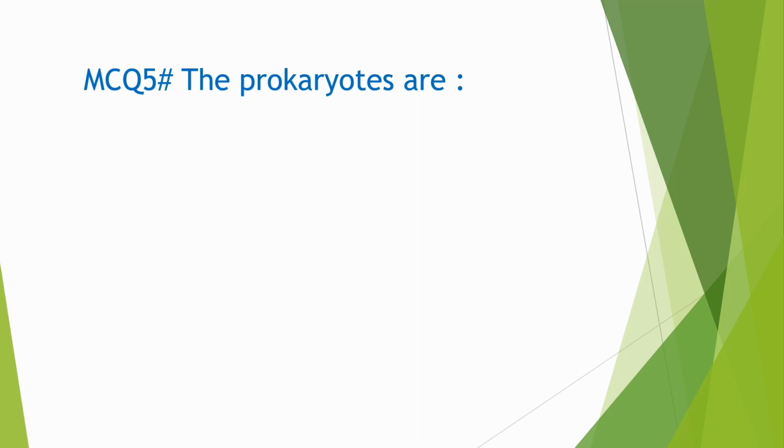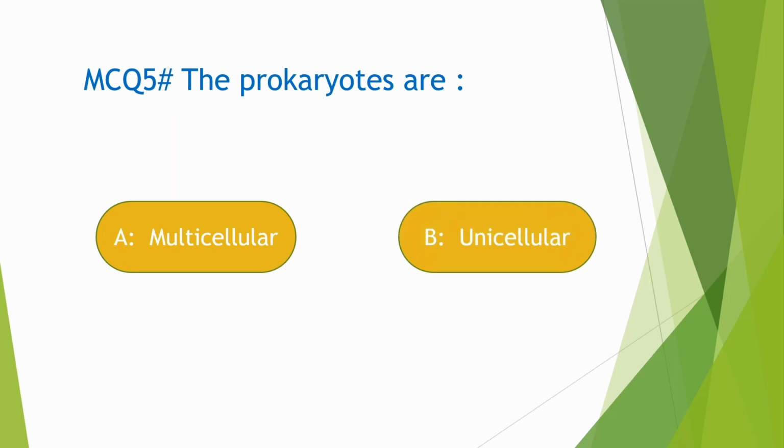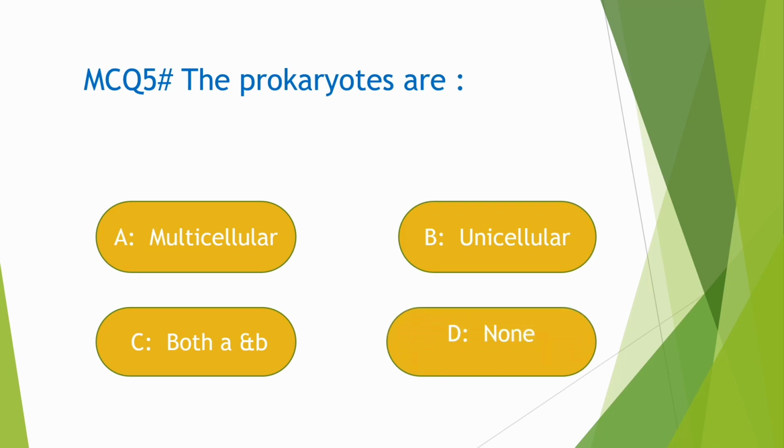The prokaryotes are option A. Multicellular, B. Unicellular, C. Both A and B, D. None. Correct option is C. Both A and B.